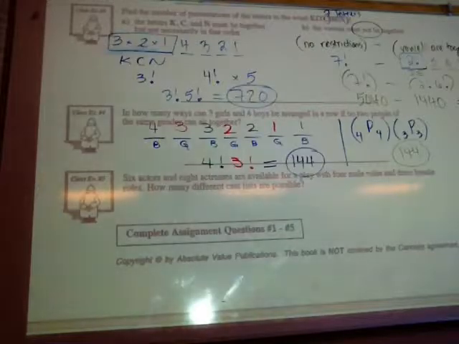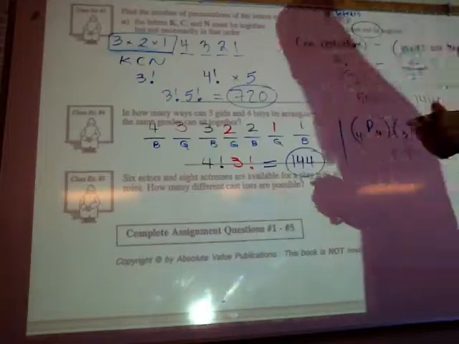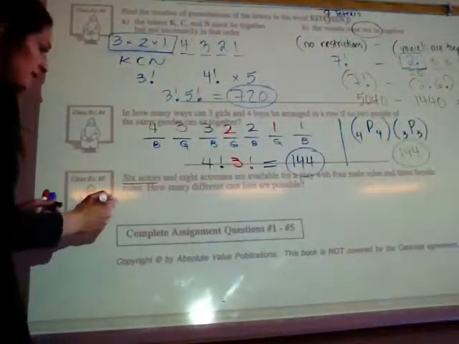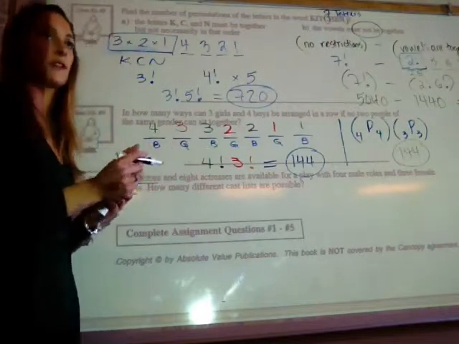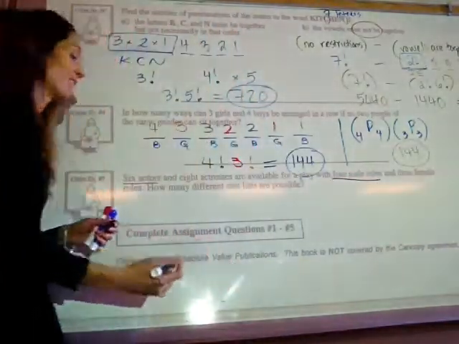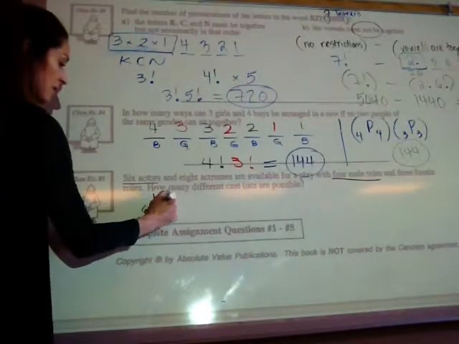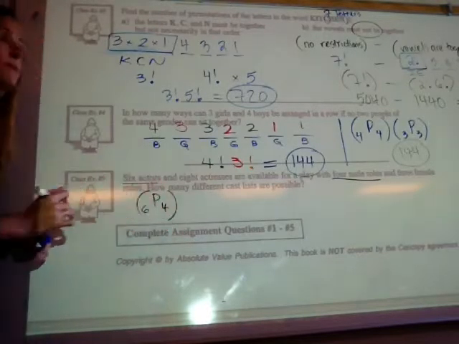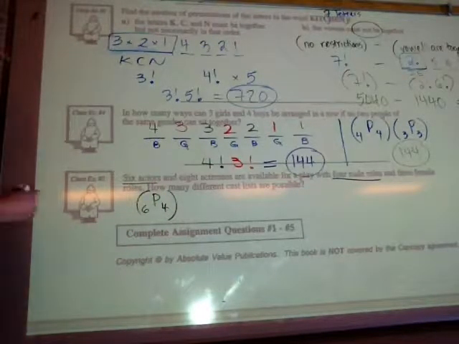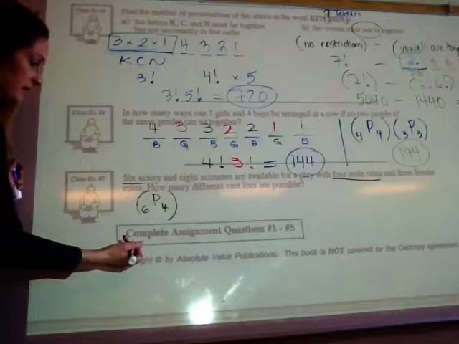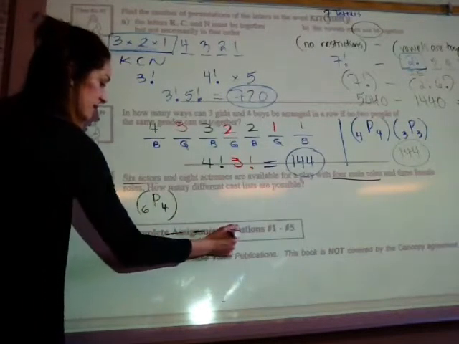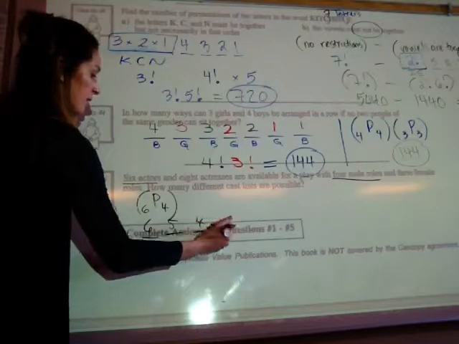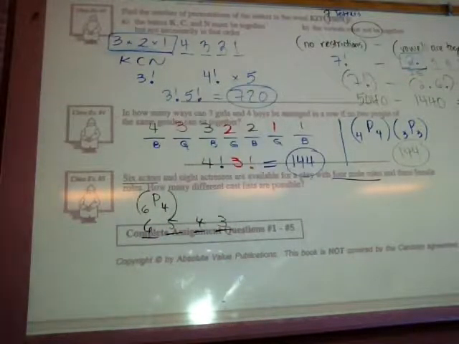For the next one, 6 actors and 8 actresses are available for a play. Only 4 male roles and 3 female roles are available. How many different cast lists are possible? Well, we have 6 actors. How many male roles are there? 4. So we have 6 actors and we're only going to pick 4. Using the fundamental counting principle, there are 4 slots. We had 6, then 5, then 4, then 3 guys to choose from.